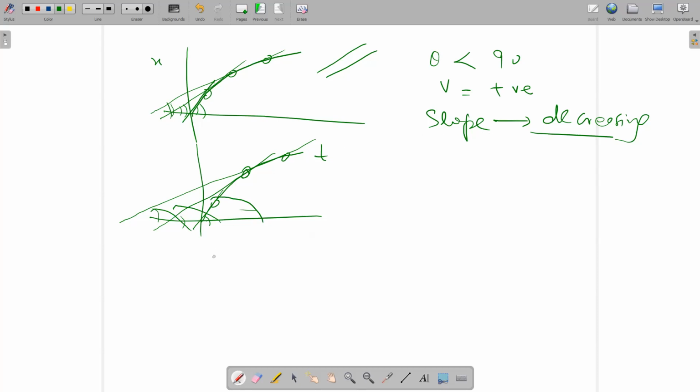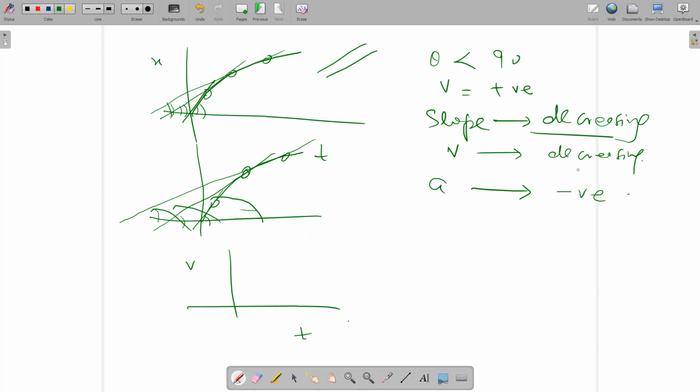Slope is decreasing. So V is decreasing. Will A be positive or negative? A will be negative, because velocity is decreasing. So your VT graph will be what? It is constantly decreasing. Here we always use the word constantly. So the constantly decreasing graph will be this one.